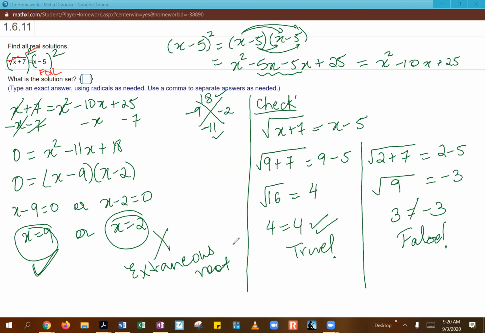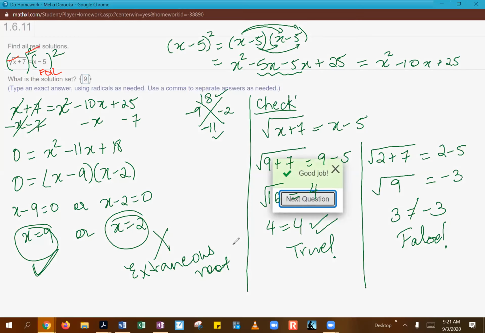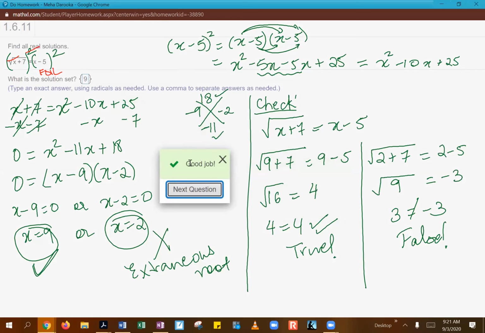So when you're typing your answer in, of course, the only answer that goes in is going to be number 9. So just be careful with these type of examples, because you do have to make that consideration of the extraneous root when we apply these squares on both sides of our equation.